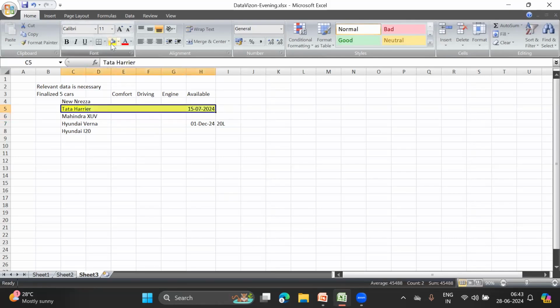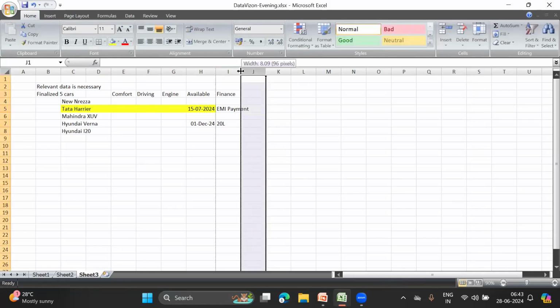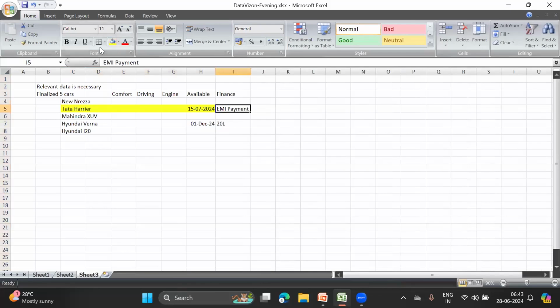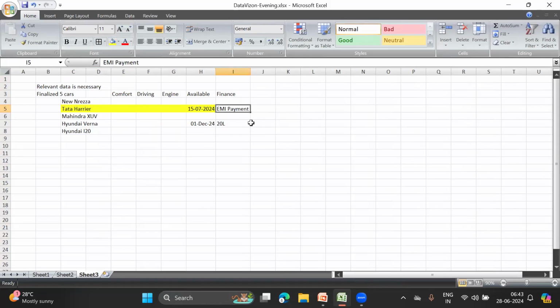So let's say finally I finalize this car and then I will go with the finance options. Let's say I do not have the full money right now to buy this car. I want to go with the EMI options. So I will go with EMI payments, right? Okay. Then congratulations, we have bought a new car. And then what I have to do is all the paperwork and everything by 15th of July, and then I have bought a new car.